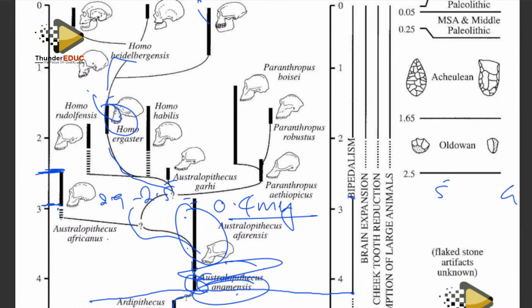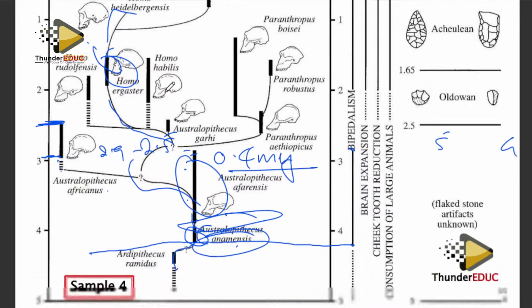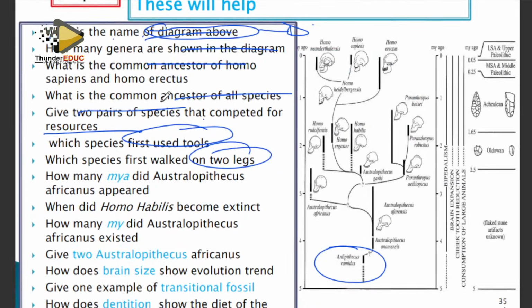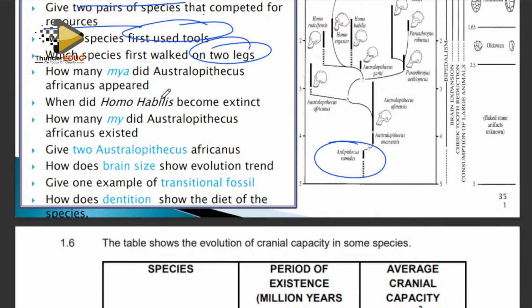We got the next question. What is the next question, or what is the last question? How did the dentition show the diet of the species? We say that larger canines mean that the organism is feeding on raw food, and smaller canines mean that the organism is feeding on cooked soft food. So that's what you need to explain.